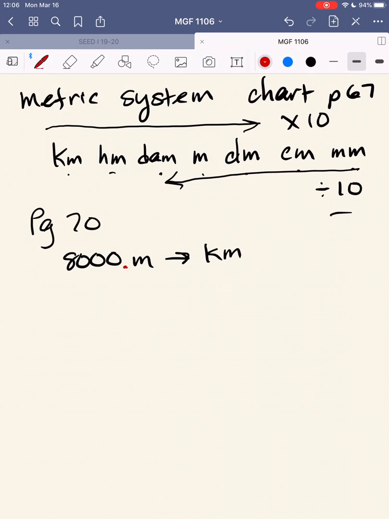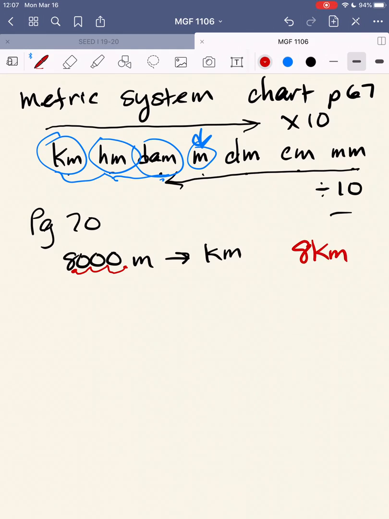Now the spaces between meter and kilometer: I have meter here, and I have 1, 2, 3 units. So I'm moving over 1, 2, 3 units to get to kilometer. That means I'm going to move my decimal to the left 3 places, because I'm dividing by 10: 1, 2, 3. And so my decimal is going to go here. So my answer to that is 8 kilometers. Pretty easy.